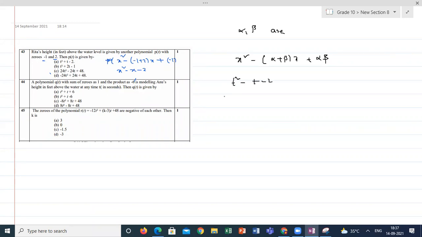Which equation can satisfy? If I'm taking minus 24 common in the last equation, I'm getting t square plus t plus 2. If I'm taking third equation, if I'm taking 24 common, t square minus t plus 2.